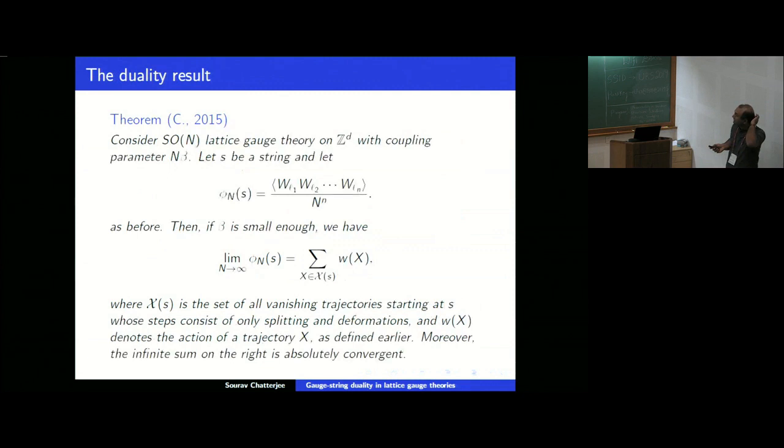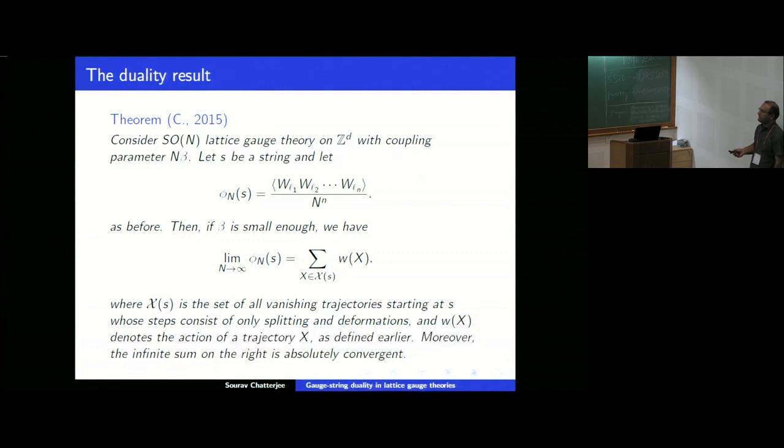Okay, so here is the main theorem. So consider SON lattice gauge theory in Z^d with coupling parameter n times beta, or inverse coupling parameter n times beta. Let S be a string and let phi n of S be the product of these Wilson variables, the expectation divided by n to the n. Then if beta is small enough, small enough depending just on the dimension d, yeah, just that.